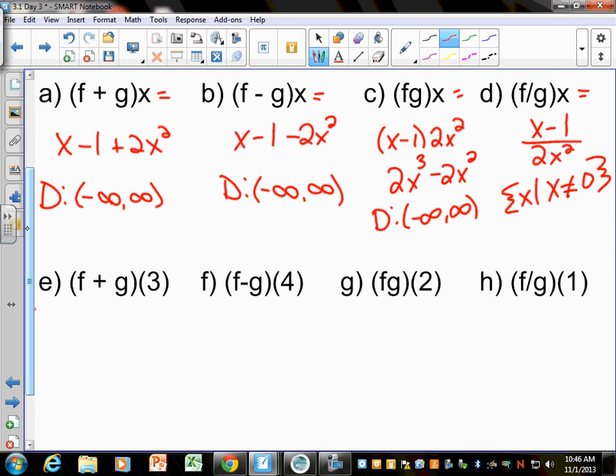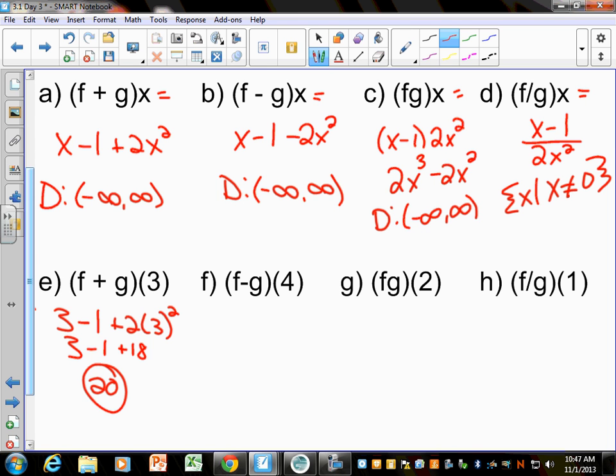So for this one, if I plug 3 in there, I'm going to get 3 minus 1 plus 2 times 3 squared. And honestly, on my calculators, you can type that in all at once and it'll give you the answer. No brain work required. But without a calculator, that would be 9 times 2 is 18. 18 plus 3 is 21 minus 1 is 20. Is that right?